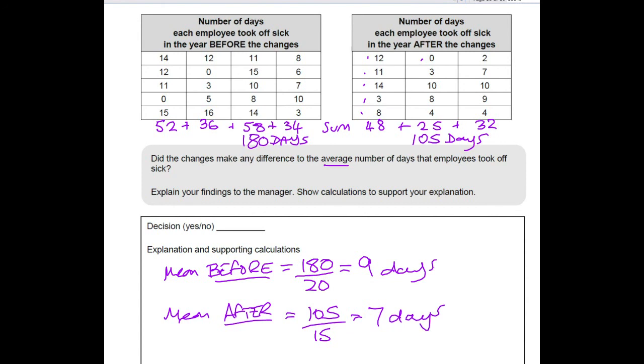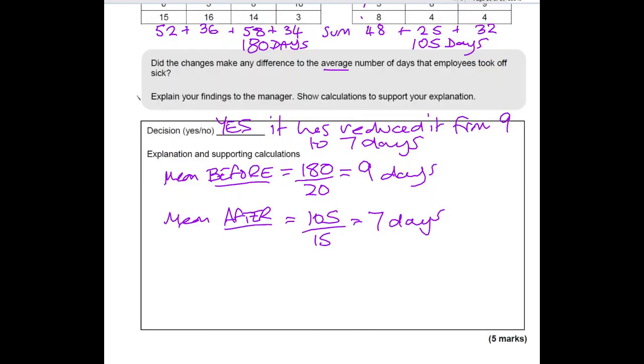So to answer the question, did the changes make any difference to the average number of days the employees took off sick? Yes, it has reduced it from 9 to 7 days. And for your calculations of your means and your decision, then that is worth 5 marks.